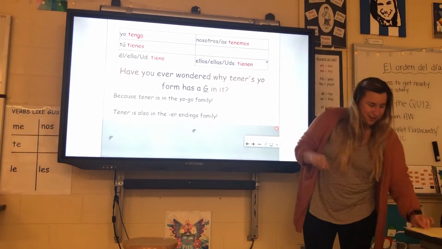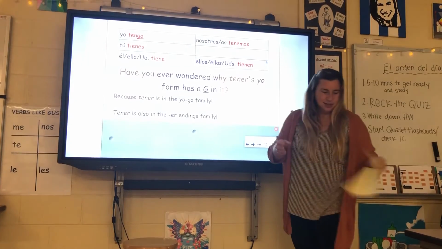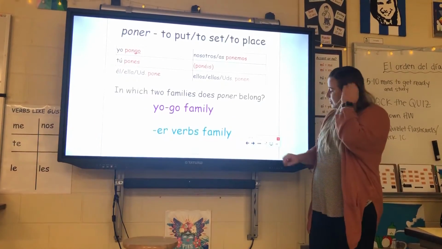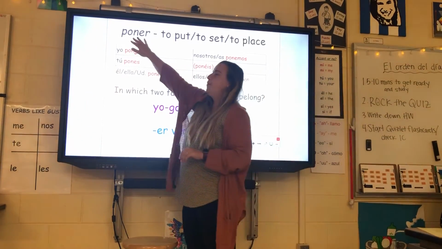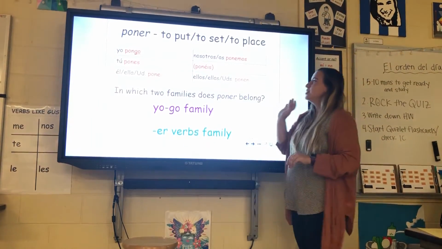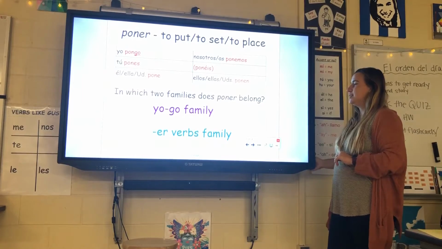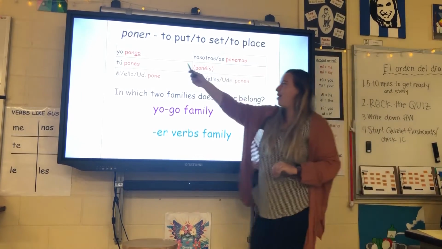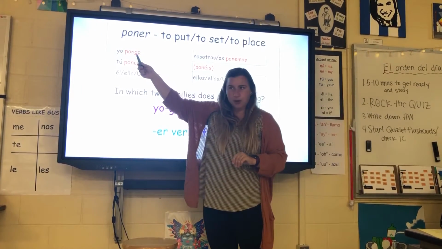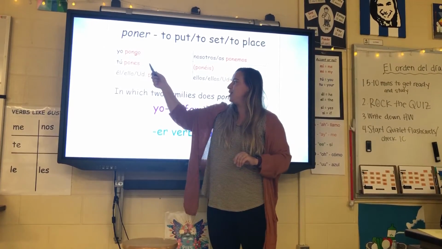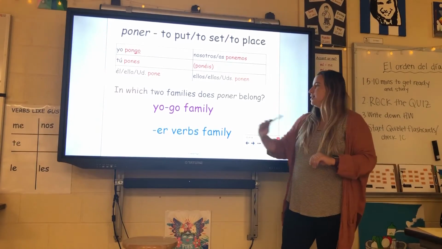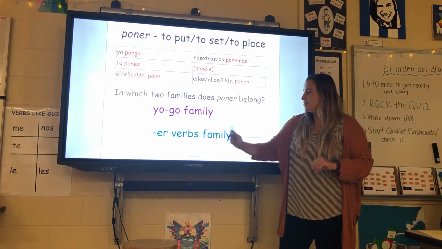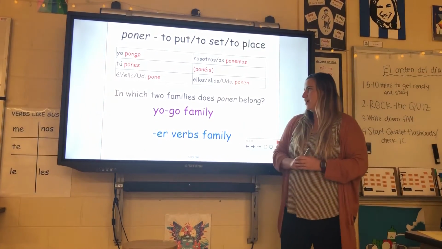Okay. You ready? You've got your notes here? Let's start learning new verbs. Here is a new verb, poner. Okay, poner means to put or to set or to place. Okay, now check it out. Yo pongo. Do you see a G in any of the other forms? No, it's in the yo-go family and it's also in the ER verbs family.